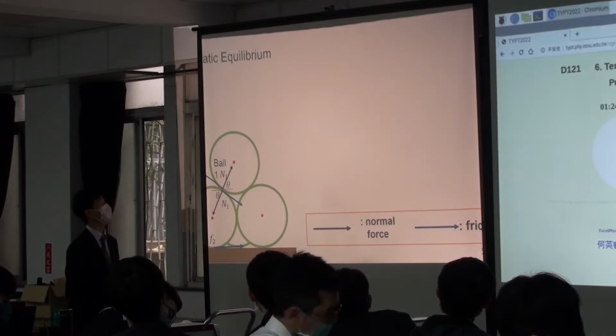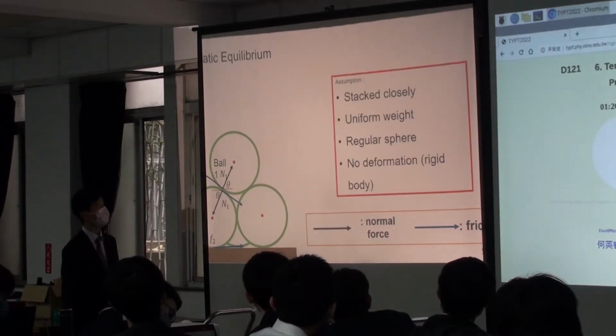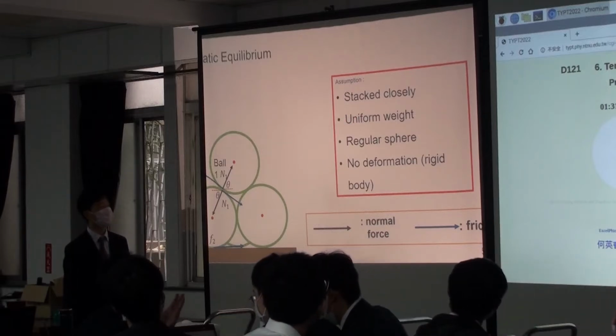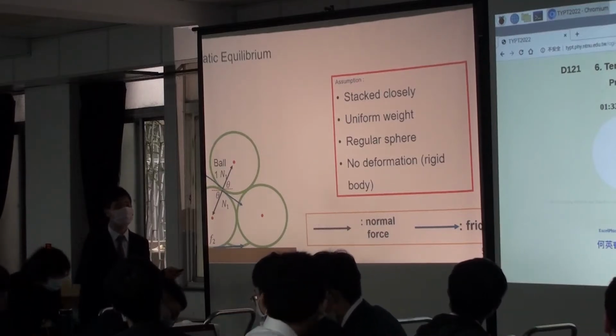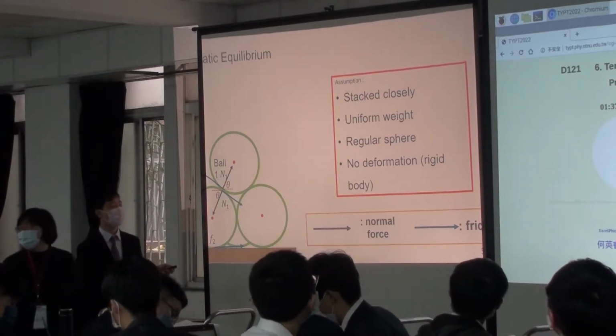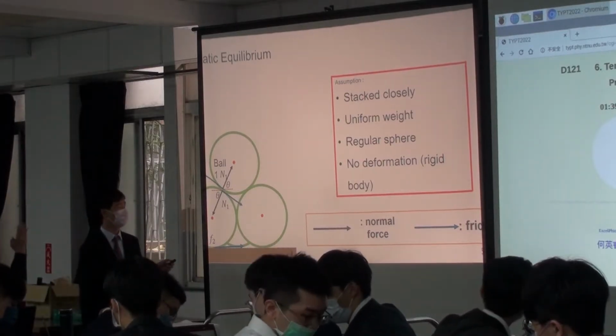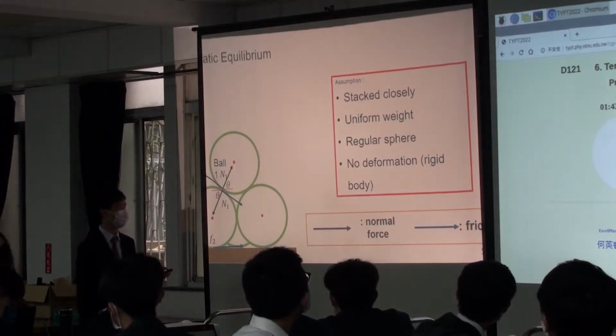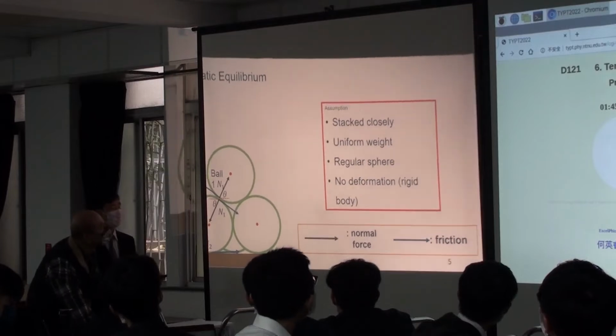And for the static equilibrium, these are the assumptions. First, we assume that it is stacked closely, which means that there is no gap between the poles. Then there is a uniform weight and regular sphere, which means that there is no deformation, which means that it is a rigid body and the structure.